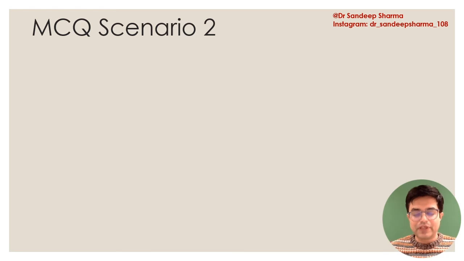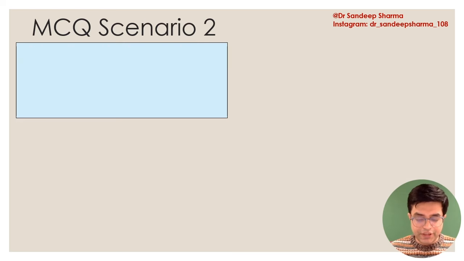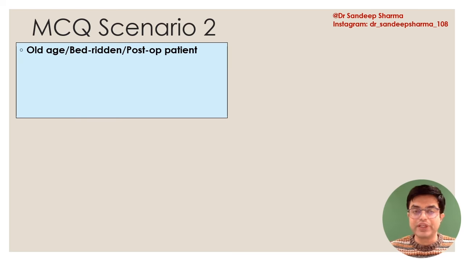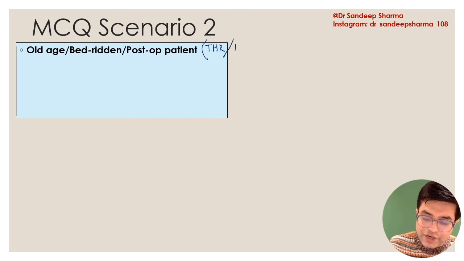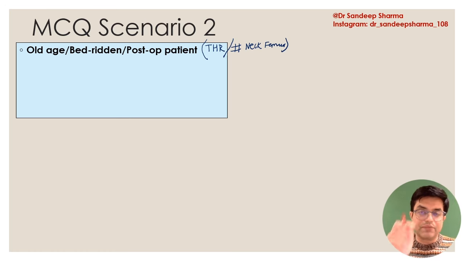Let us talk about MCQ scenario number 2. Examiner will put a question that there is an adult patient who is having old age or who is bedridden or who is having a post-operative surgery. Post-operative patients are mostly involving either total hip replacement, जहां पर hip को replace किया जा रहा है, और fracture neck of the femur. ये patients होते हैं जिनके अंदर ये entity is common, what we are going to discuss. So these are the important risk factor which the examiner will mention.